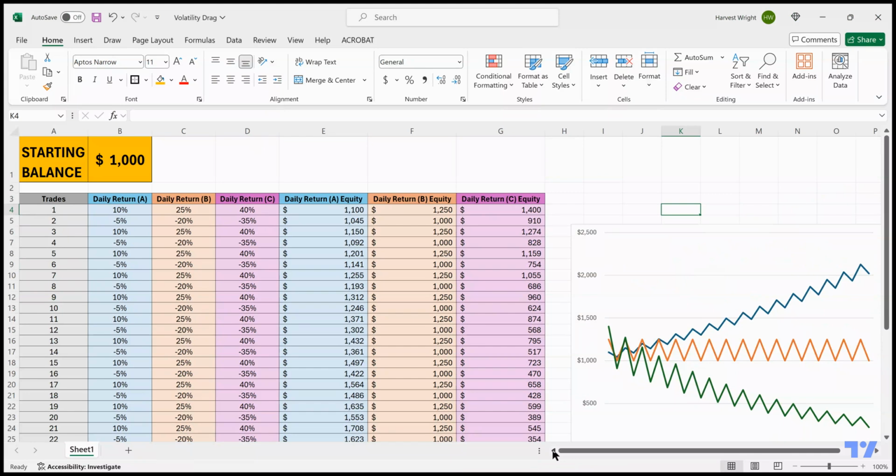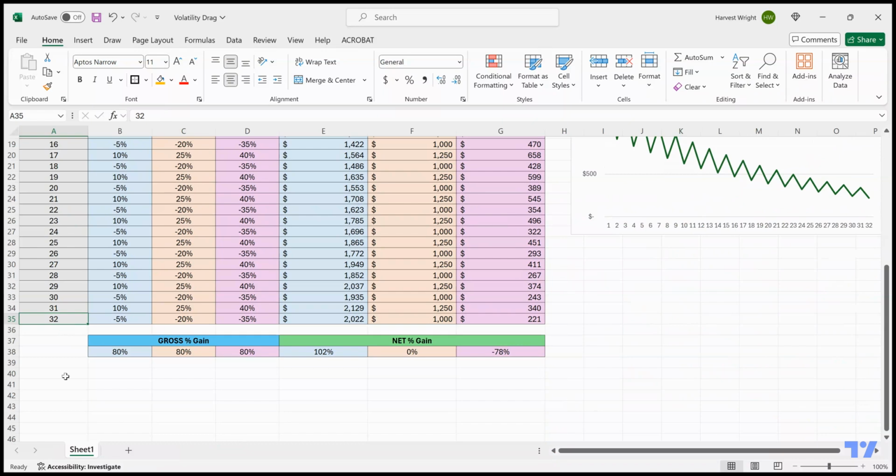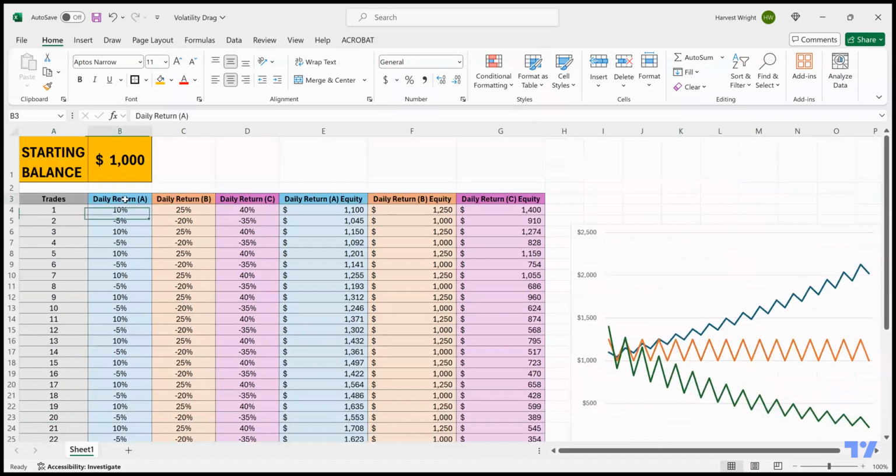So I'm going to demonstrate it here in this Excel sheet that I made. Okay, so let's assume we have a starting balance of $1,000. And on the left here in the A column, we have trades. So let's say it's 1, 2, 3, 4, 5, 6. Let's just say all the way to 32 trades, right? And you could say it's trading days, whatever.